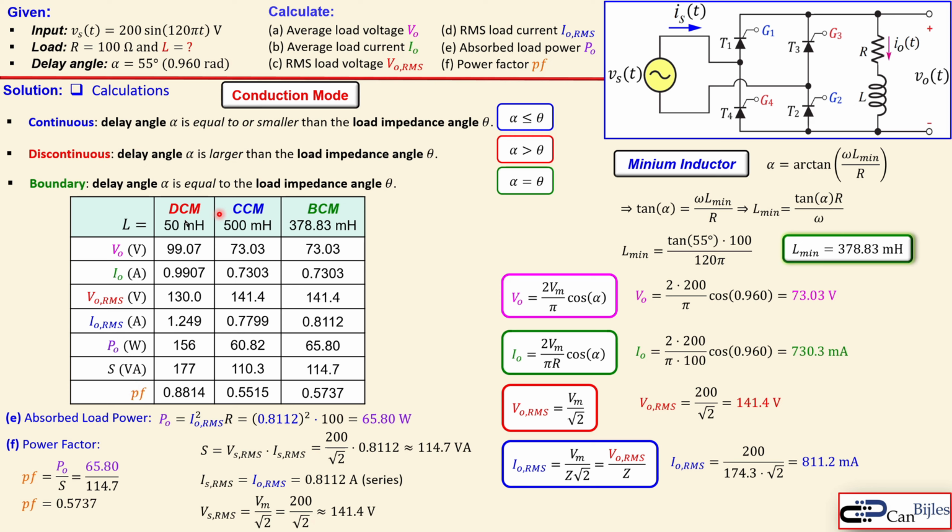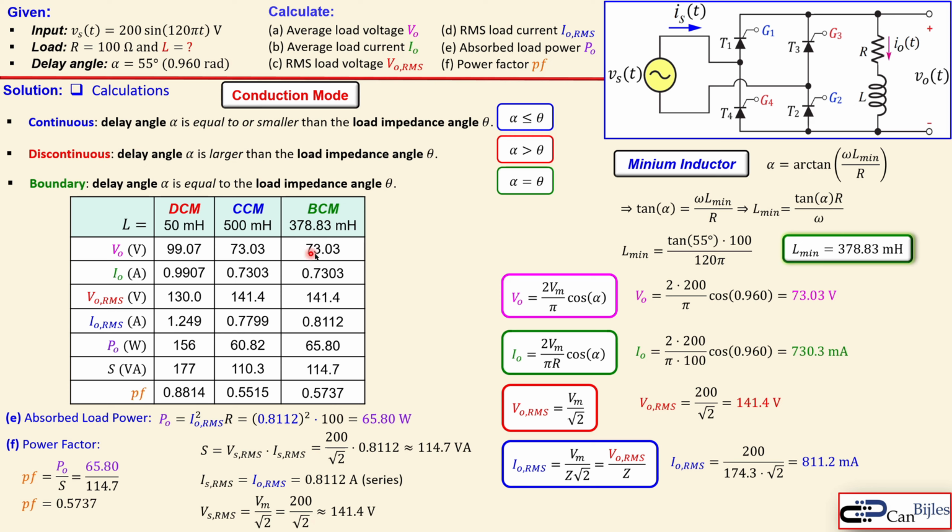Now we have changed the inductor value by a factor of 10, which goes to 500 millihenries, and then you get these results. We have discussed this in great detail in this video. Now, we also said what happens if you look at the minimum required inductor value and then take that. That will be the BCM, which is the boundary current mode. And that's this value.